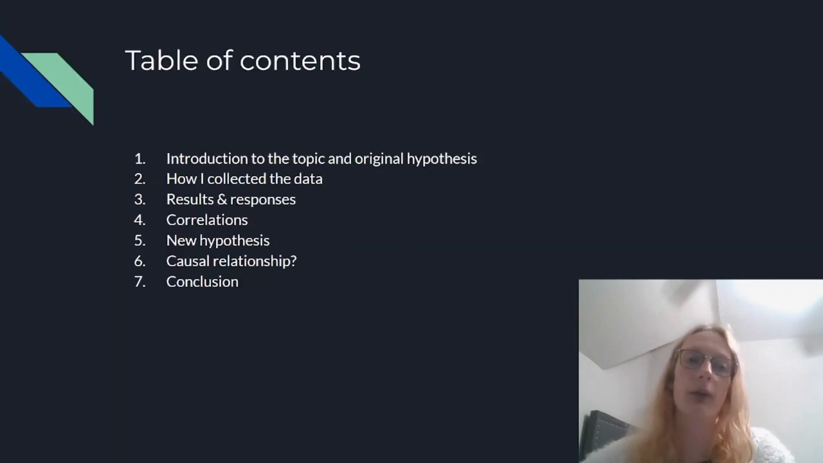So first I'll go over a quick table of contents. I'll give an introduction to my topic and my original hypothesis, then I'll go over how I collected all of my data, then I'll go over all of my responses and results, then I'll go over any correlations that I can find within my data, then I'll go over my new hypothesis that I got after collecting all of my data and going over everything. Then I'll examine any causal relationships that there might be within these two factors. Then I'll go over a quick conclusion and summarize everything that was said, and that would be your chance to ask any questions at the very end, which I'll just give to myself in the reel.